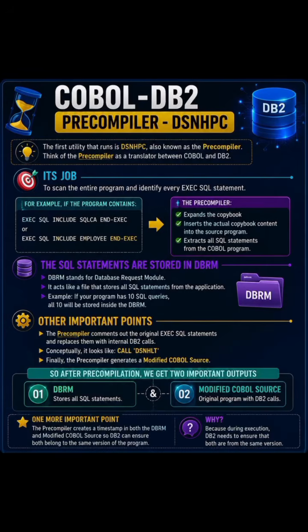Finally, the Precompiler generates the modified COBOL source. So after pre-compilation, we get two important outputs. Number one, DBRM. Output number two, modified COBOL source. One more important point, the Precompiler creates a timestamp in both the DBRM and the modified COBOL source. Why? Because during execution, DB2 needs to ensure that both belong to the same version of the program.